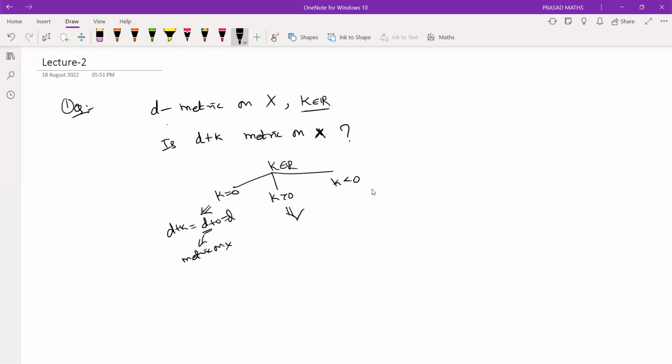Again, let us start with k positive. Whenever k is positive, does it mean that d plus k is a metric on x? If k is positive, what about d plus k? Is it a metric?